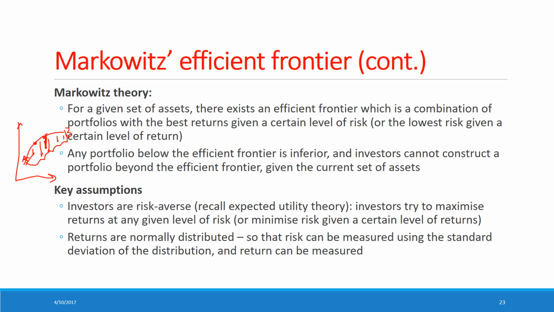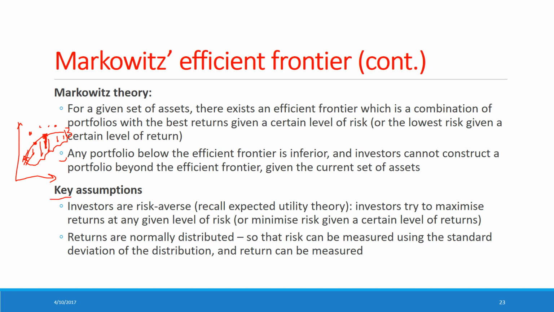So any portfolio below the efficient frontier is therefore inferior, because we can always find something better along the efficient frontier, right? Investors also cannot construct a portfolio beyond the efficient frontier, given the current set of assets, right? So any point above curve AB is impossible, given the current set of investments that we have, right? So curve AB is therefore the maximum utility that we can get.